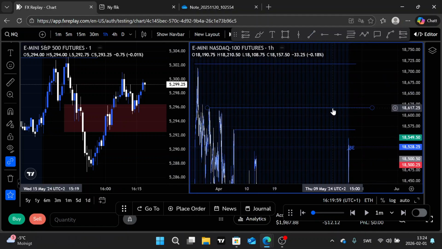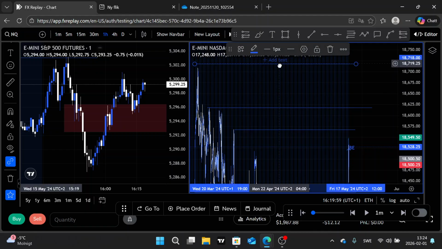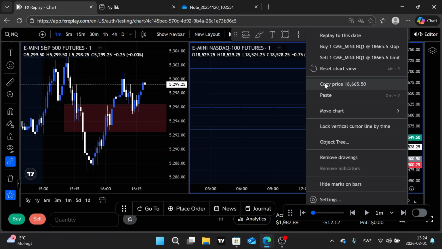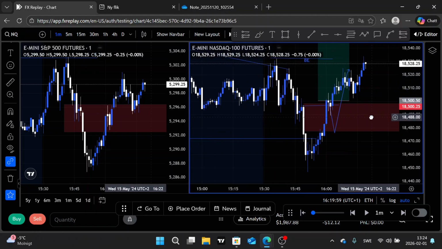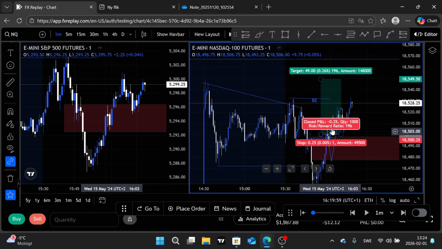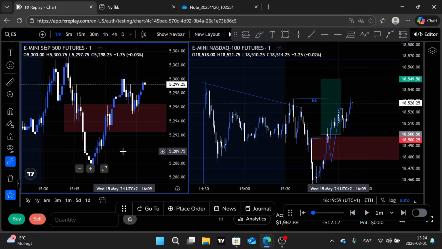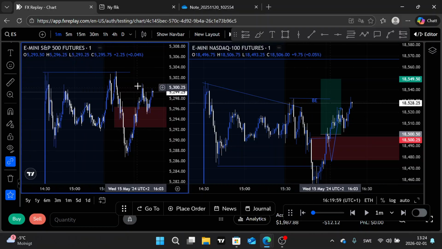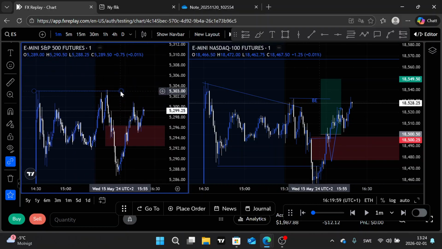I could take partials here, I could take partials here, I could take full here. I could exit the trade here. So here we go. Exactly, I moved my stop loss to break even.